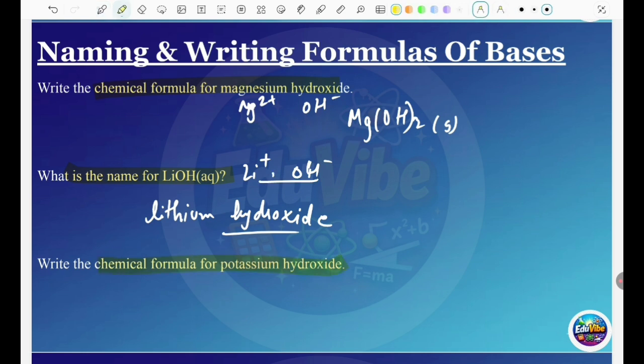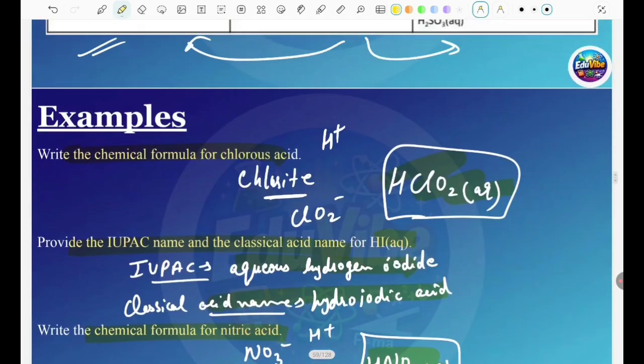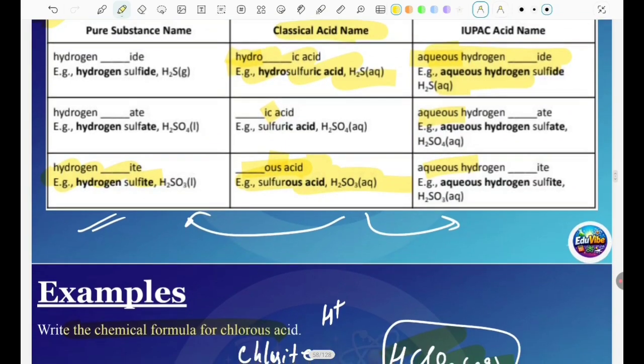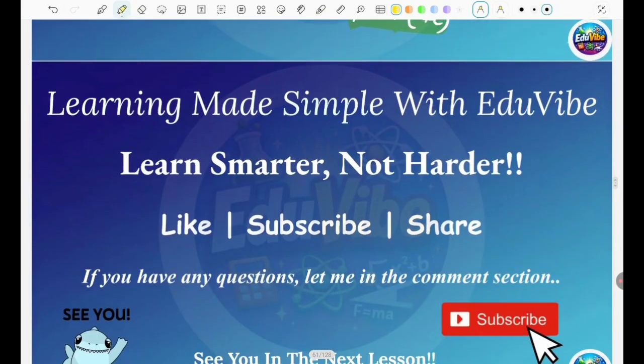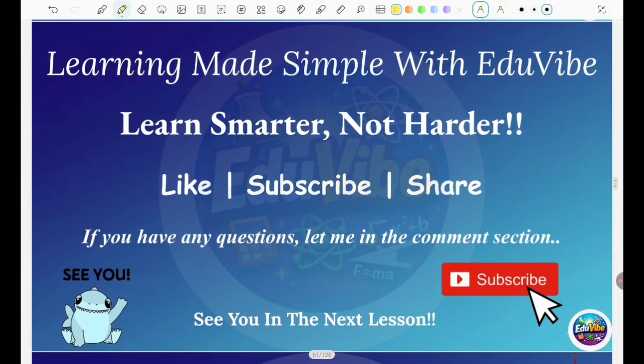For potassium hydroxide, same as magnesium. This is K plus and OH negative. You get KOH, but this time it is aqueous. You can check the solubility chart to decide aqueous, solid, liquid, or gas. It is easy for bases, but for acids you have to memorize this table. Very important. So that's all for the introduction to acids and bases.